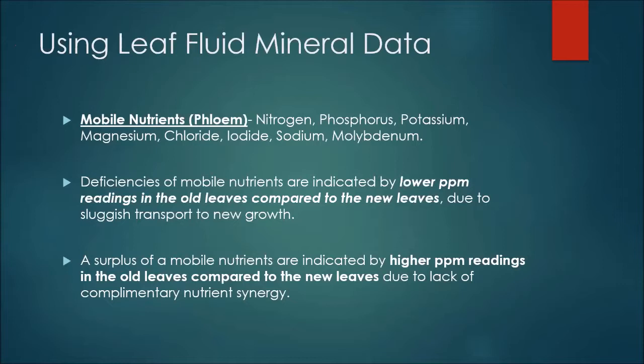As a review, you've got your mobile nutrients that live in the phloem, and these are nitrogen, phosphorus, potassium, magnesium, chloride, iodine, sodium, and molybdenum. The deficiencies of the mobile nutrients are going to be indicated by lower ppm readings in the old leaves compared to the new leaves. And this is due to sluggish transport of the nutrients to the new growth.